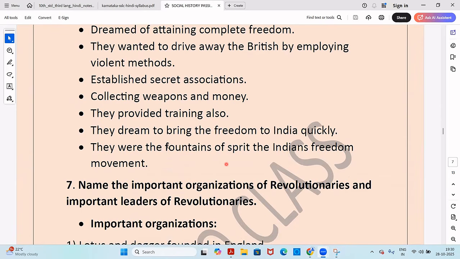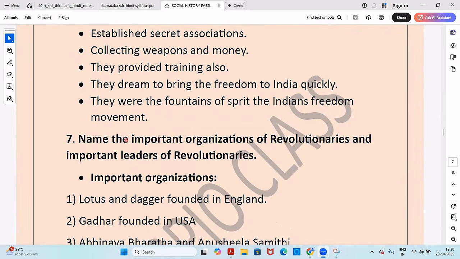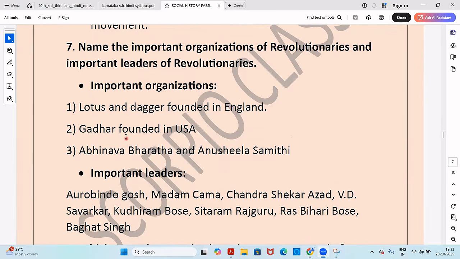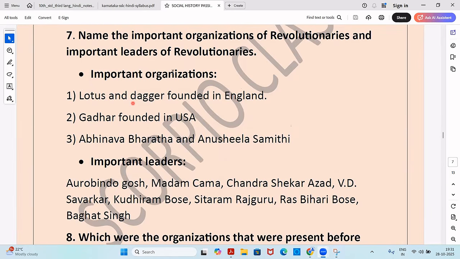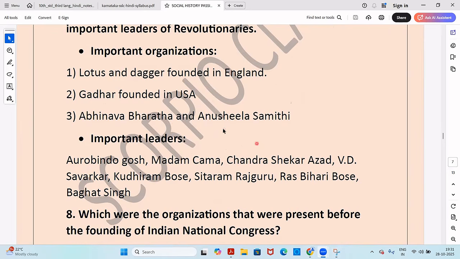of the Indians' freedom movement. Okay, next question is: name the important organizations of revolutionaries and the important leaders of revolutionaries. So let us see one by one. First, we'll see the important organizations. Lotus and Dagger was founded in England. Next, Gadar was founded in the USA. Then Abhinav Bharat and Anushilan Samiti. So these were the important organizations.